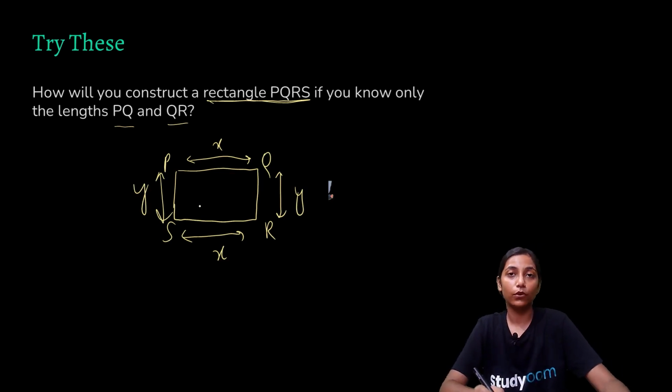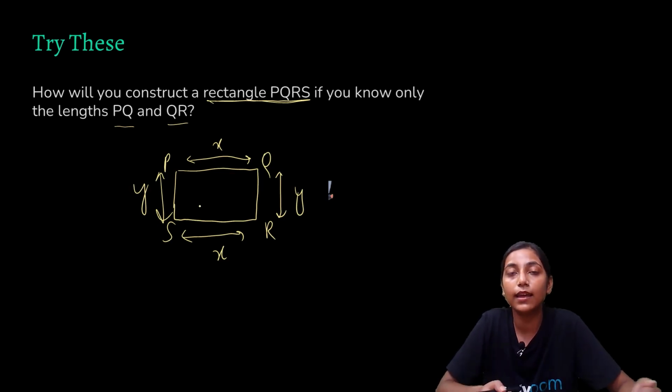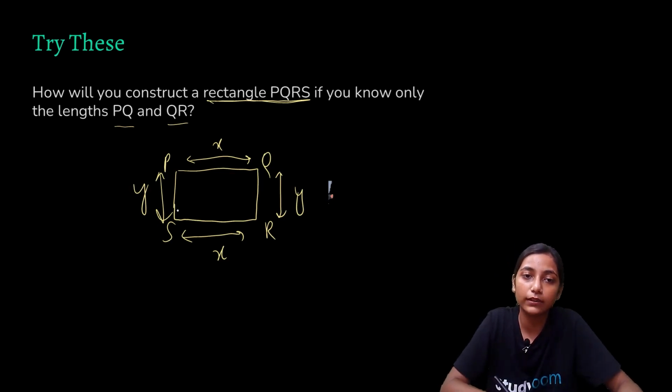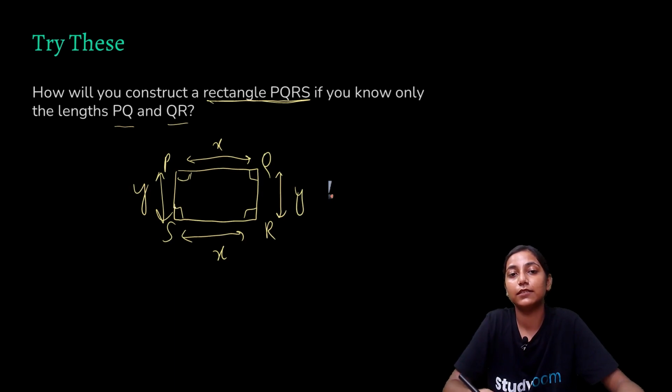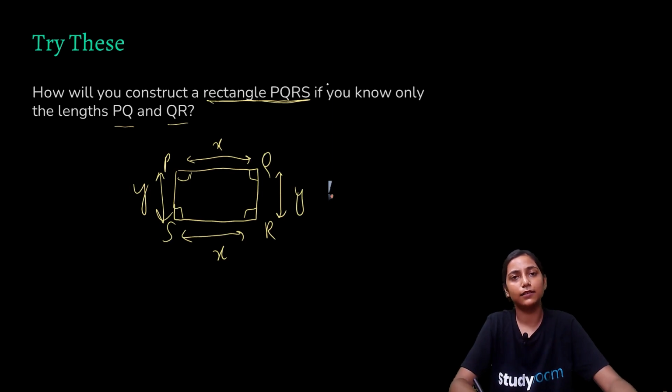So we have got the measurement of all the four sides. Now we know something else as well for a rectangle, that all the angles are again going to be 90 degrees. So we know more than 5 measurements. You can say that not only 2 measurements, but we know at least 5 measurements here. So we can easily construct this rectangle PQRS, following all these same steps.